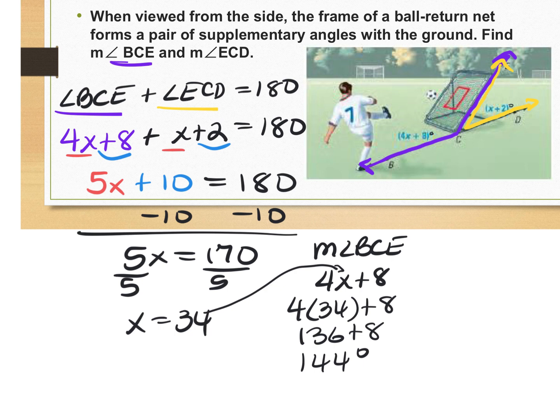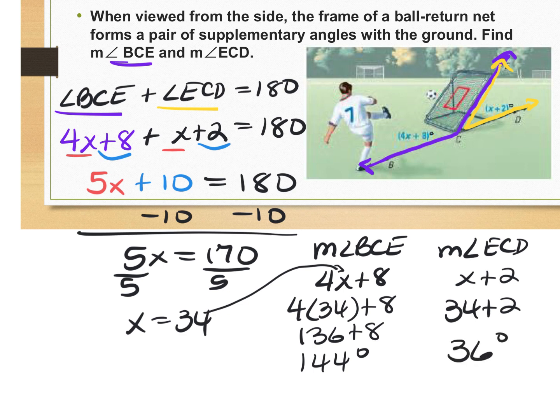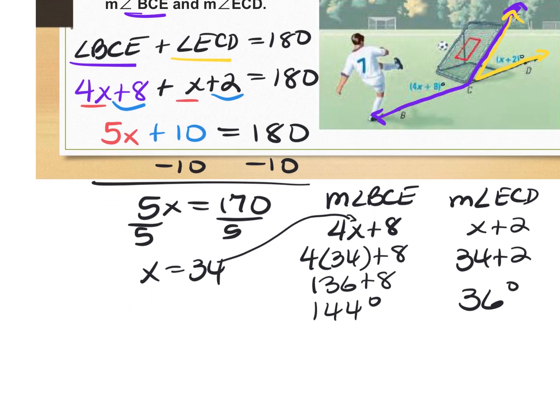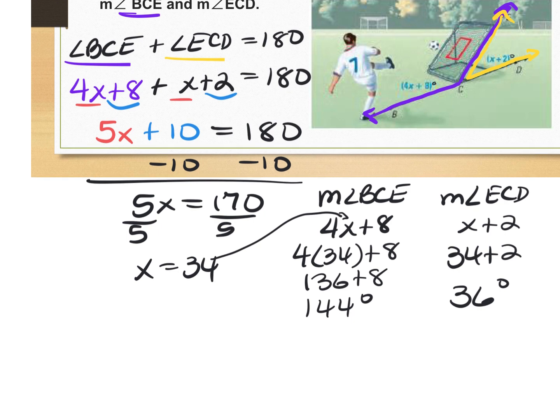I'll do exactly the same thing to find the measure of ECD. My expression was x plus 2, so 34 plus 2, and I get 36. Now, technically, I could have just found the first angle and subtracted it from 180, but I always like to plug it in. And one way that you can confirm that you did it correctly, remember, is when you add these two together, it should add up to be 180.